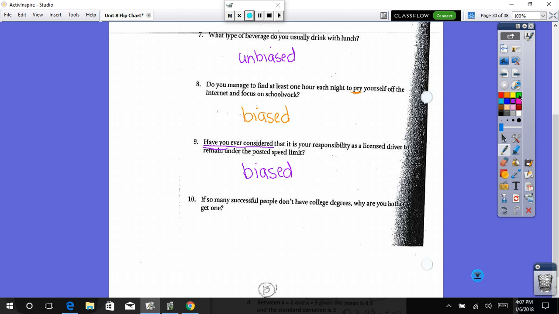And the last one. If so many successful people don't have college degrees, why are you bothering to get one? Lots of things happening here. If so many successful people, why are you bothering? Totally biased statement right here, because of the condescending manner that they are asking the question.